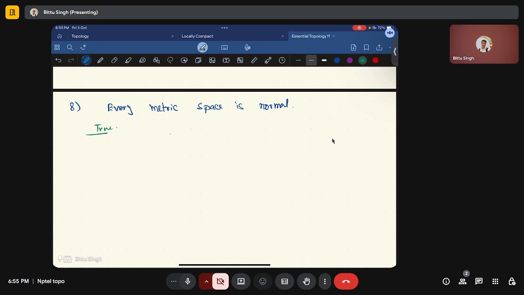So consider (X, d) to be a metric space. Consider f, which is a map from (X, d) to R with usual topology.